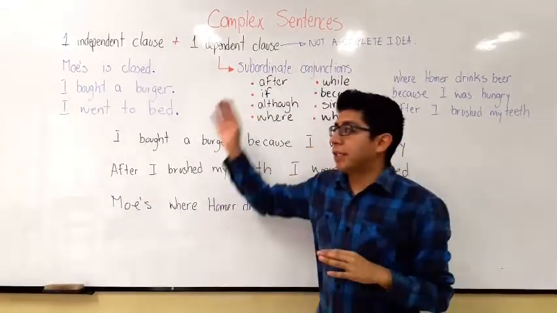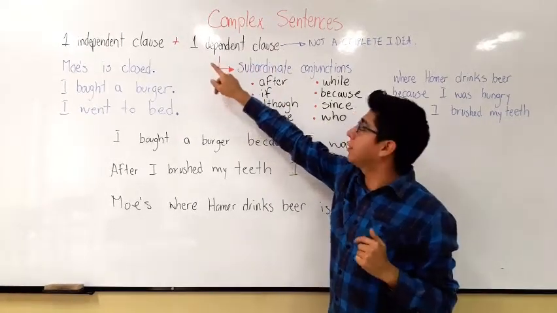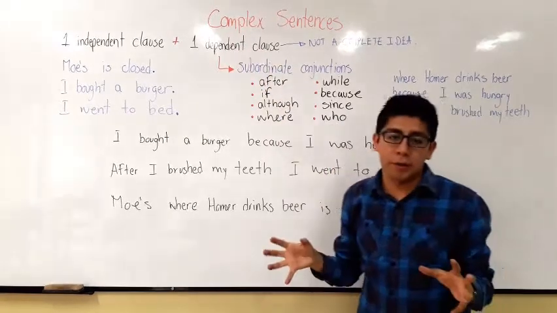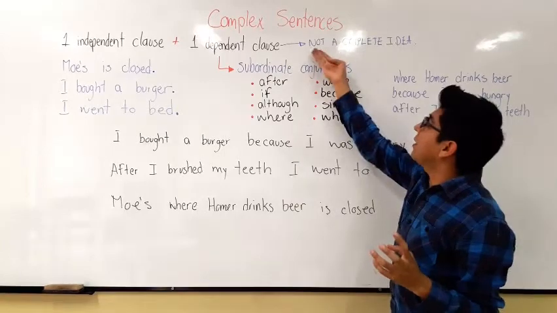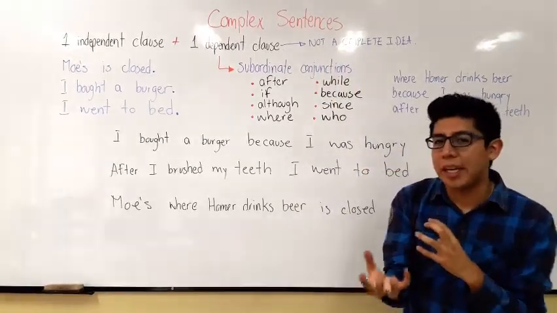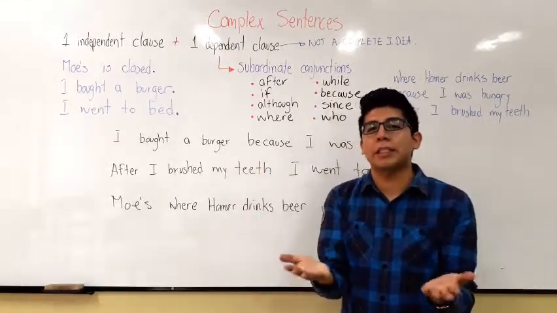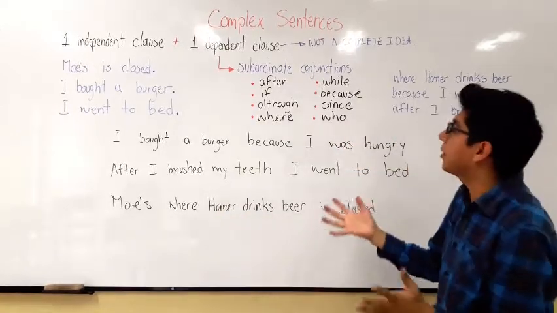Now, the second element of complex sentences is one dependent clause, okay? A dependent clause is something that is not complete. So it means I don't understand the idea. I don't understand the entire idea or the entire message of what is being conveyed. Okay? I don't understand it.